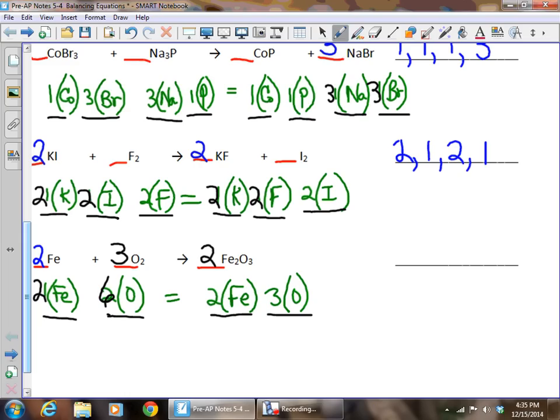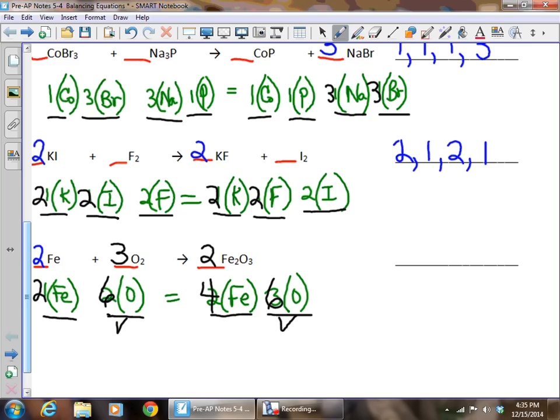Now change everything that changes right away. That gives me 6 oxygens. That gives me 4 irons. It gives me 6 oxygens over here. So now my oxygens are good, but it looks like I messed up my irons in the process. If I've got 4 over on the right, I need 4 on the left.